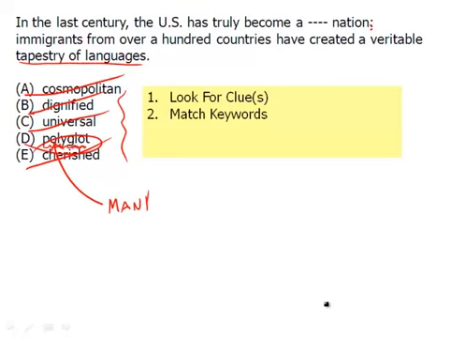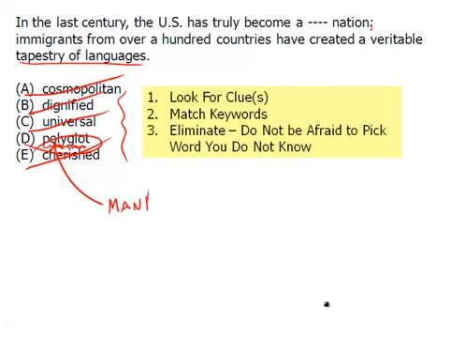So we matched the keywords, we eliminated, and we weren't afraid to pick the word we didn't know, which in this case was polyglot. That doesn't mean that a word that you don't know is always going to be the answer, but that just means that you have to be careful with the other words, make sure they definitely don't work before you pick the word you don't know. And of course, if none of the other words work, the word you don't know is the answer.